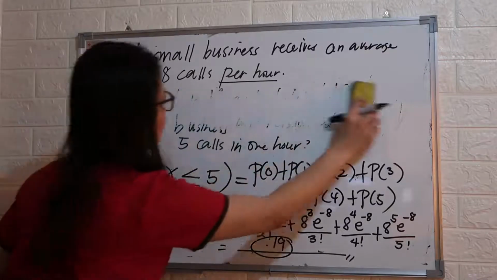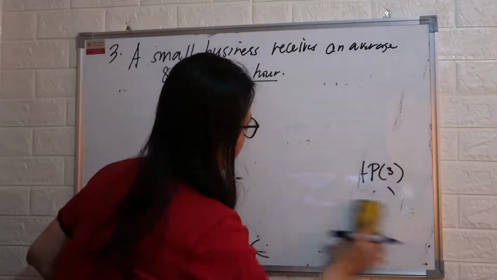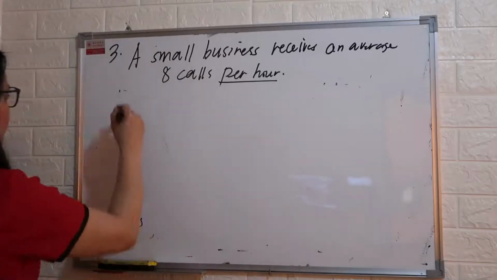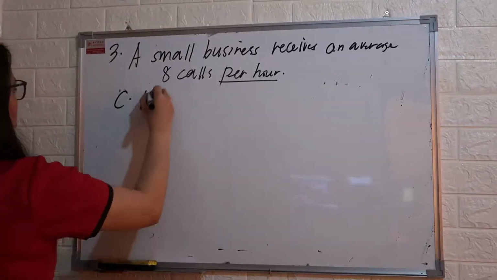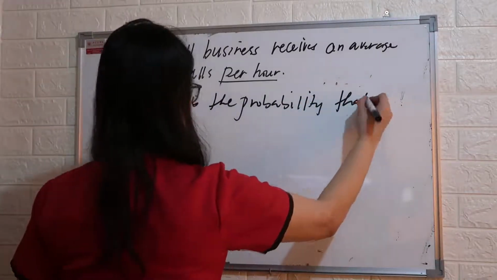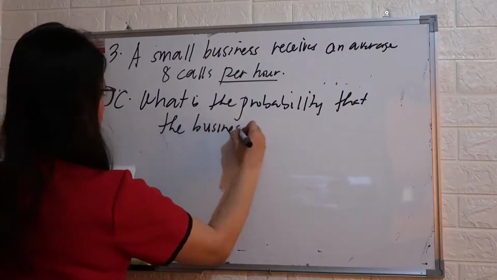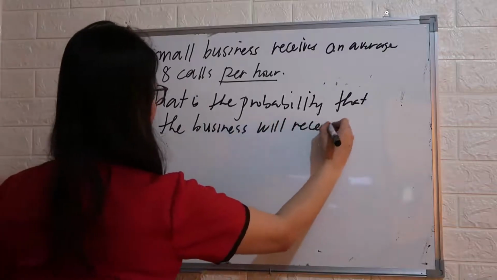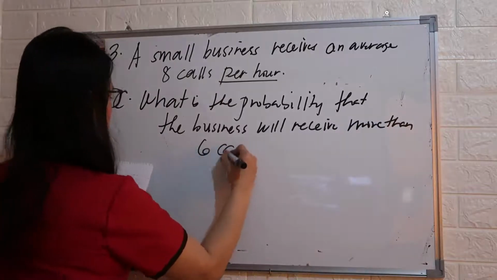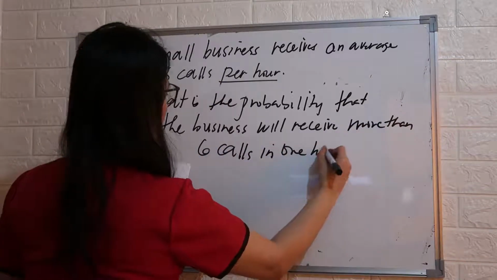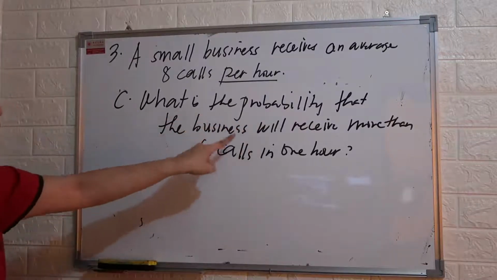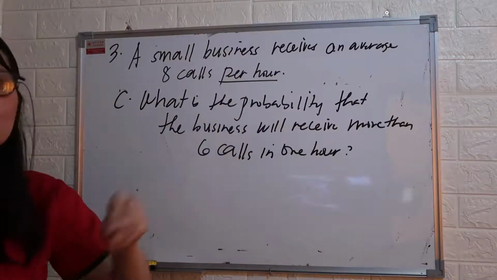Next, letter C. Probability that the business will receive more than 6 calls in 1 hour. Okay, what about letter C? What is the probability that the business will receive more than 6 calls in 1 hour?